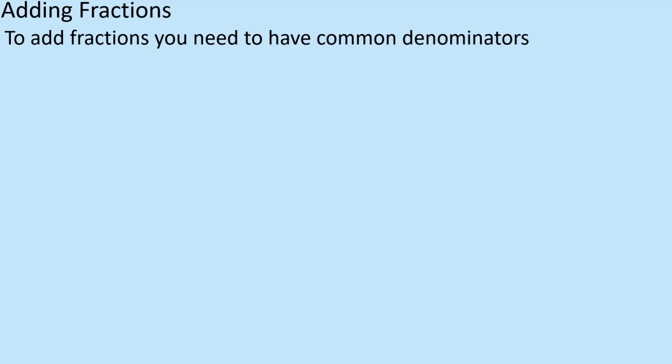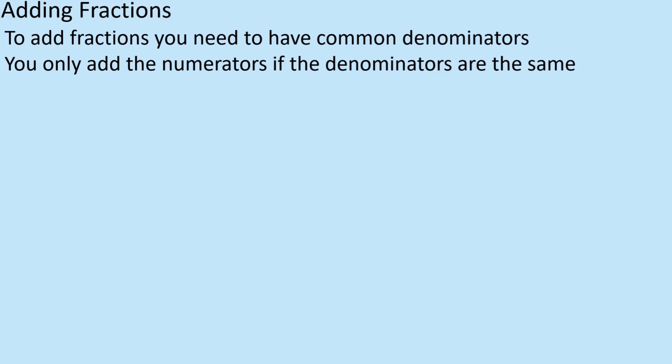Okay, so the technique is relatively straightforward. What we're after is, if you're adding fractions, the denominator has to be the same. If the denominator is the same, then it's not a problem. It's quite straightforward. But of course, if the denominator is different, then you've got a little bit more work to do. You can only add the numerators if the denominator is the same.